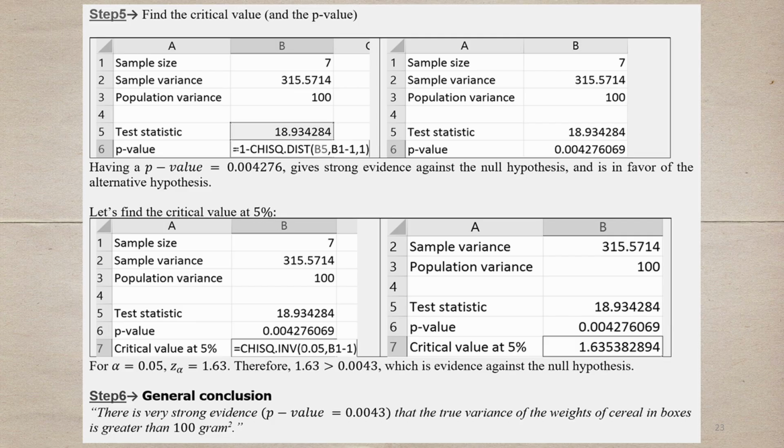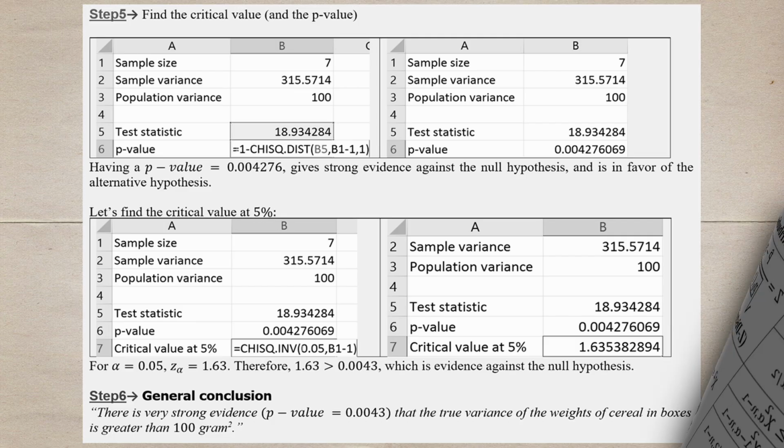Finally, Step 6, General Conclusion. There is very strong evidence, p-value equals 0.0043, that the true variance of the weights of cereal in boxes is greater than 100 grams squared.